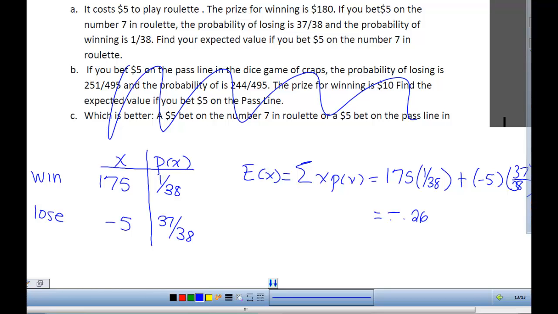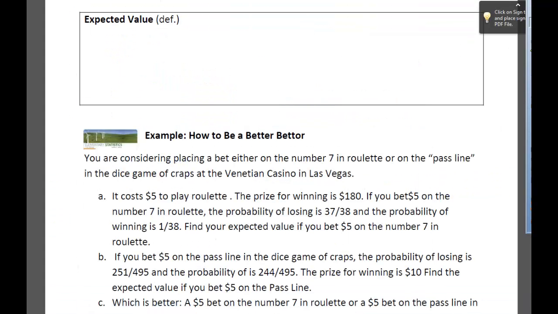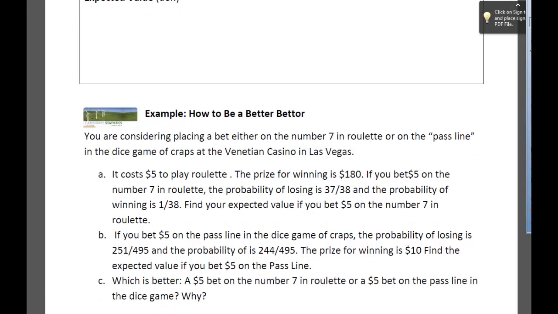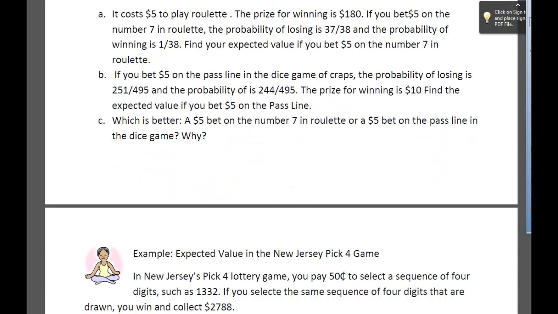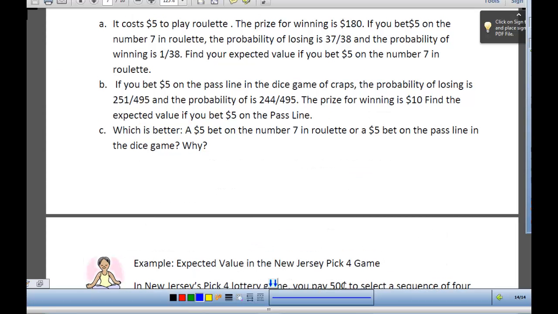All right. Well, let's see about part B. It says if you bet $5 on the pass line in the dice game of craps, the probability of losing is 251 over 495, and the probability of winning, it should say, is 244 over 495. The prize for winning is $10. Find the expected value if you bet $5 on the pass line. I'm not sure what all of that means, but I think I can find the mean, or the expected value. We get x, p of x.